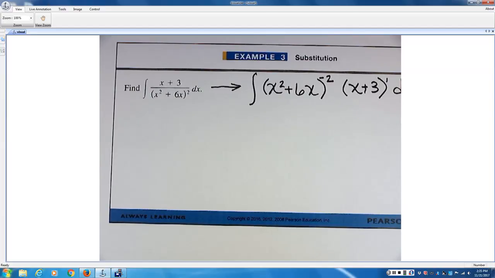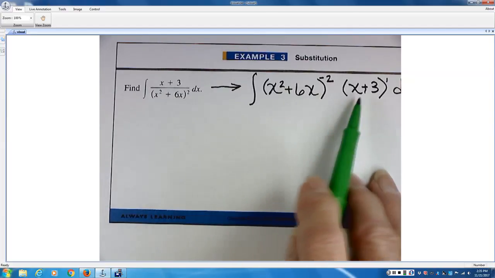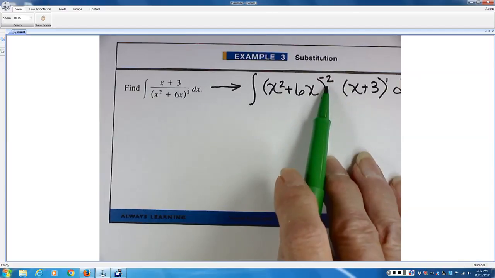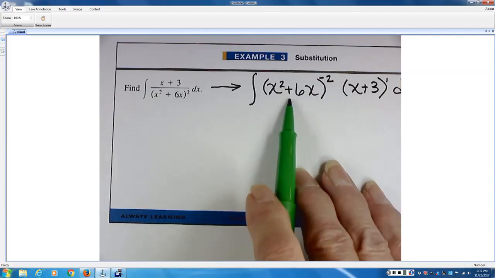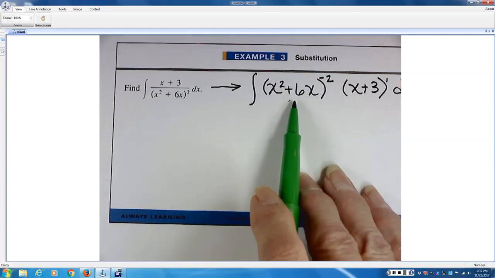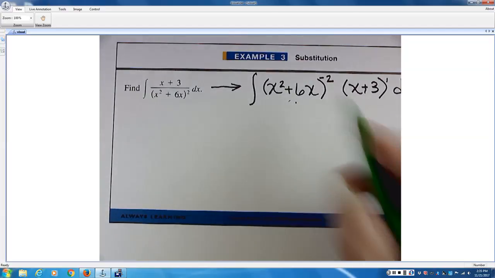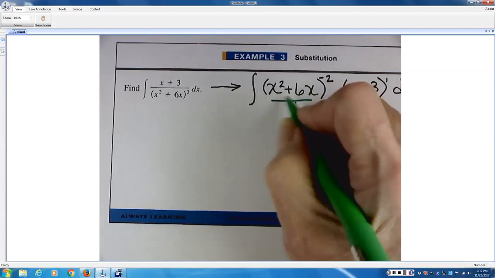Okay? I look for things that have powers that are not 1. And if it's not 1, that makes this more complicated in my brain. Therefore, this must be what u is, because u's always the one that's complicated. It's always the one that has issues. So I'm going to treat this as if it were u.